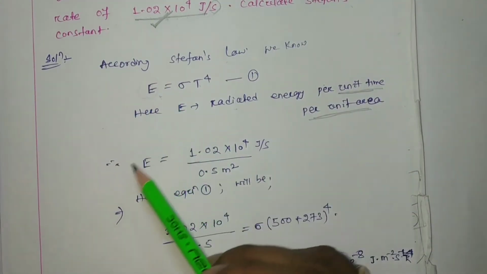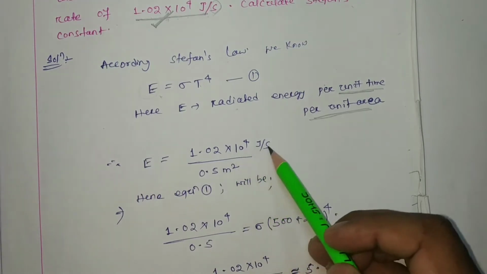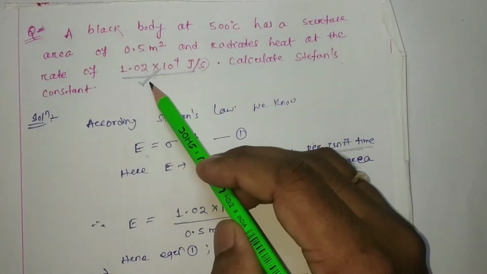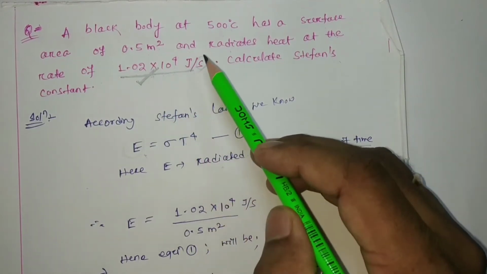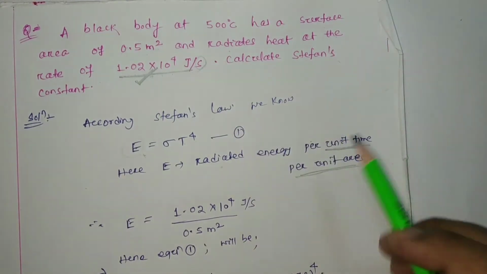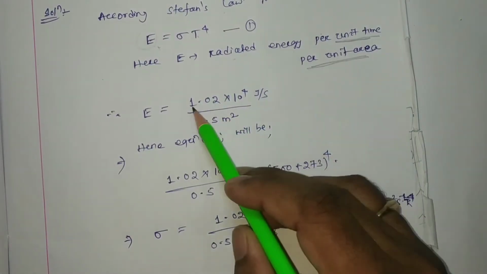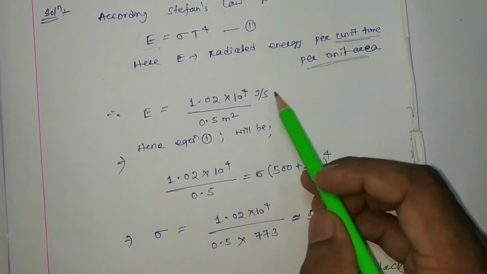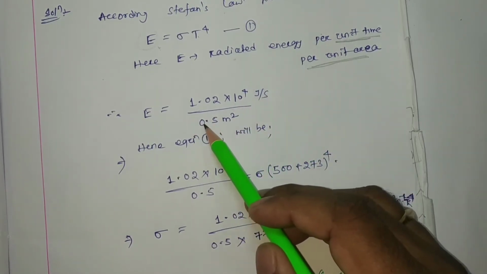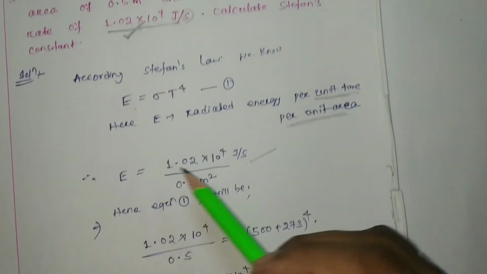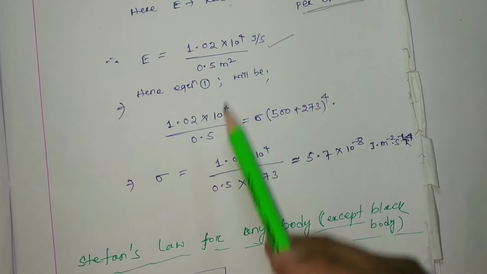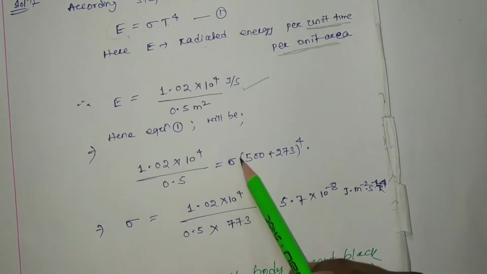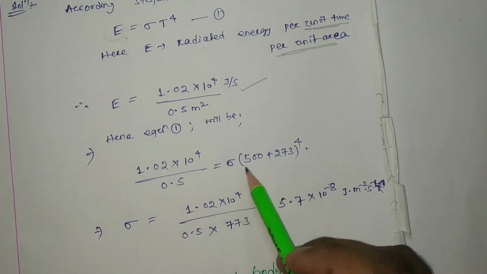Okay, so E will be equal to, this is the given energy in the question, the energy radiated per unit time or per second, so the energy radiated per second per unit area will be 1.02 into 10 to the power 4 joule per second divided by the area 0.5 meter square. So we got this one. Now in equation number 1 we write E equal to sigma, your Stefan's constant, into T to the power 4.